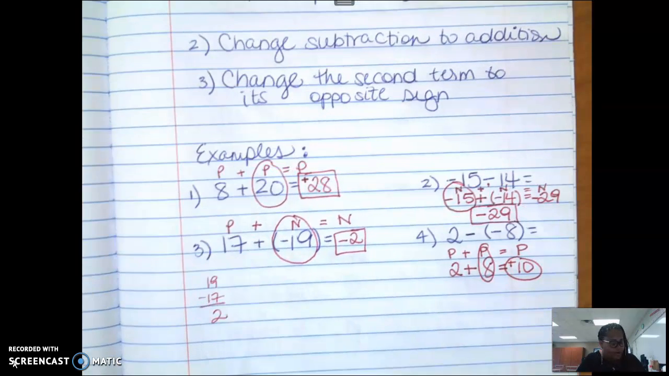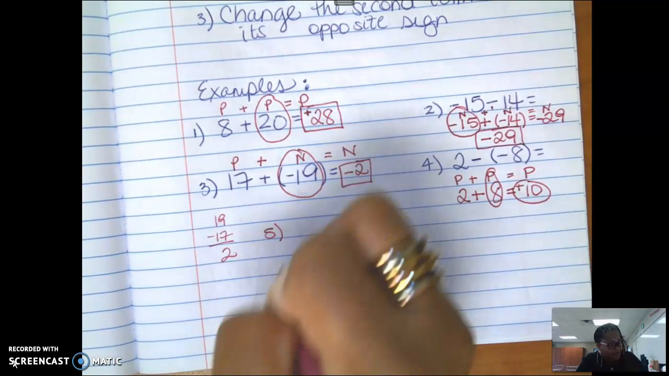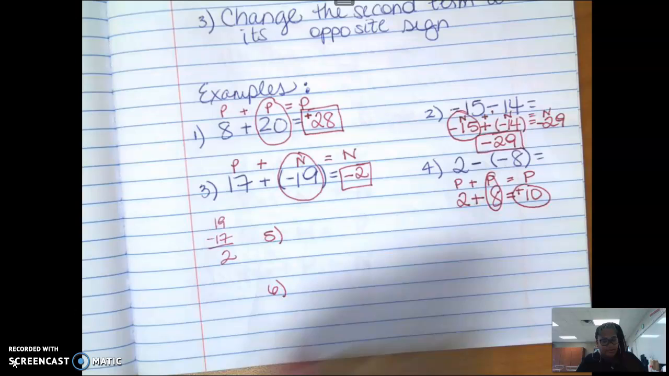I feel like I need to go over a couple more examples of these two. So let's say 5 and 6.